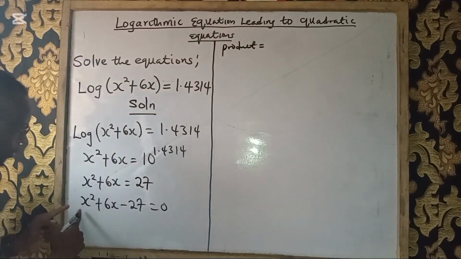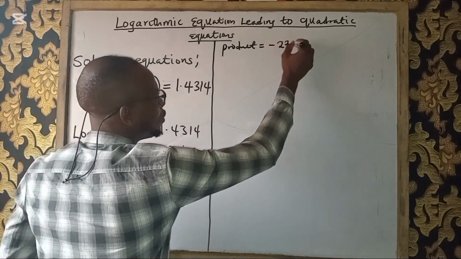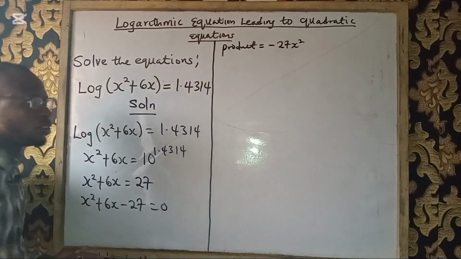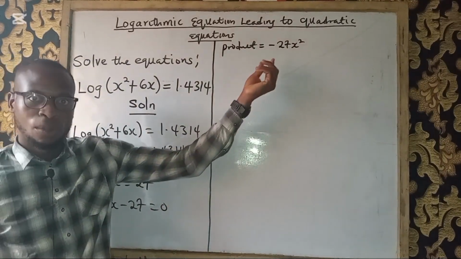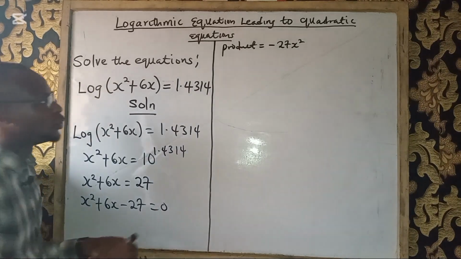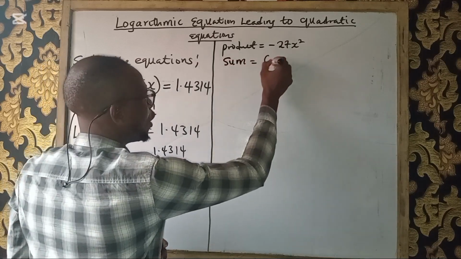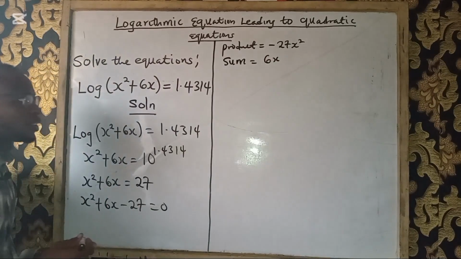is simply multiplication of this and this. So I have minus 27x squared. You can either put it as minus 27 or minus 27x squared. It's the same thing, okay? So now the sum is the one in the middle. So the sum is, we have 6x. I can also put it as plus 6x.